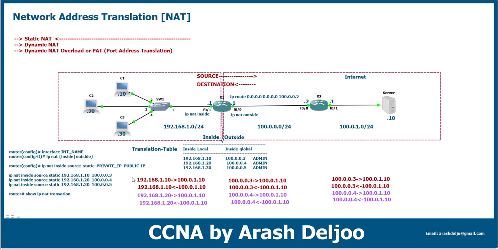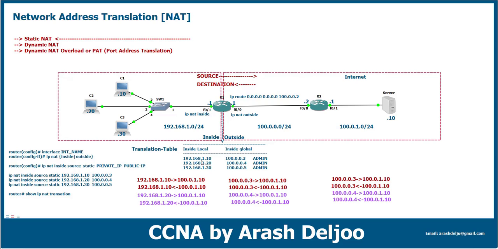But about the static NAT, now we have one important question. Now we are using one public IP address, for example 100.0.0.3, for one private IP address. This means that for each private IP address you need one public IP address, and this means that we don't save any public IP addresses.